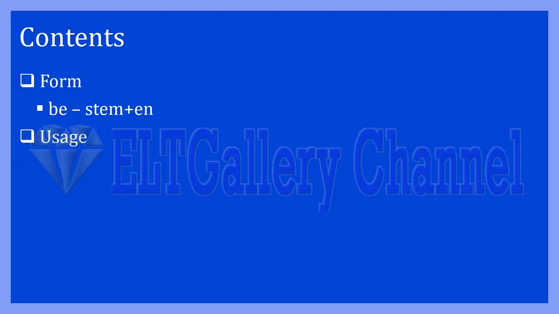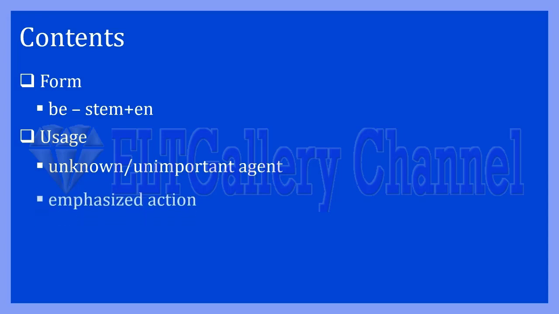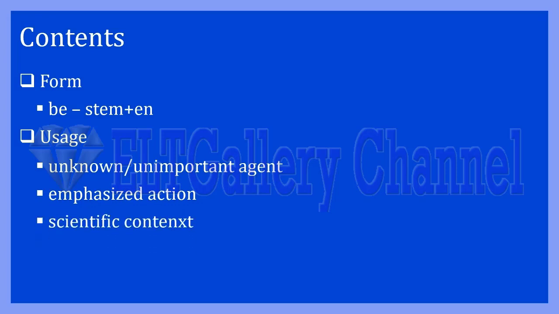And then we'll also talk about the usage of the passive voice. We have three reasons for the use of the passive voice. The first is the unknown or unimportant agent. The second is emphasized action. And the third is for a scientific context. So we use the passive voice in a scientific context.